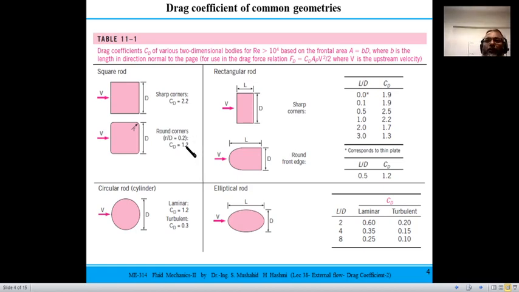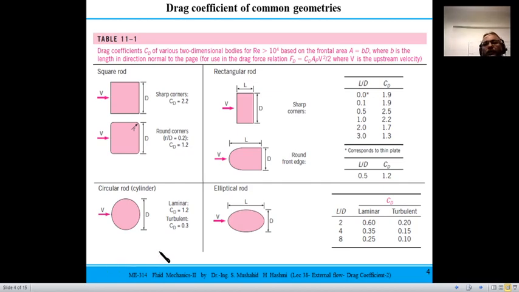So it means the power used in overcoming the drag has reduced from 2.2 to 1.2. If you take its percentage, it is a huge reduction in the drag coefficient. So just by having round corners instead of sharp corners, we can reduce the drag quite a lot.